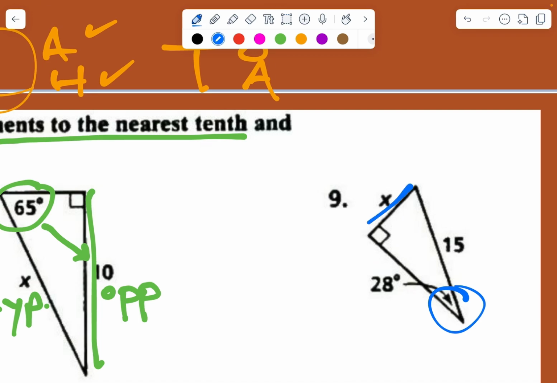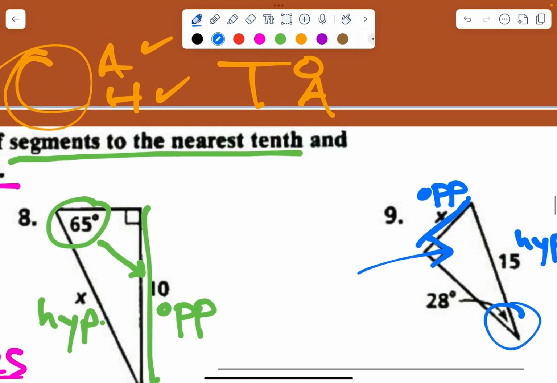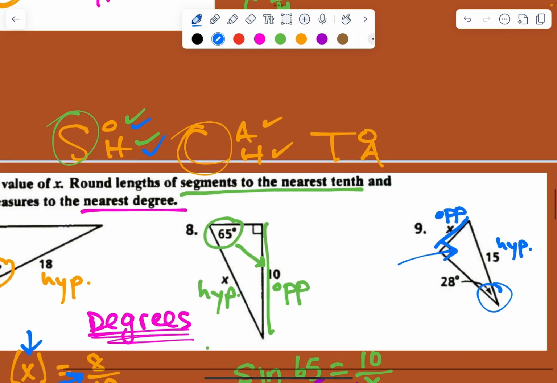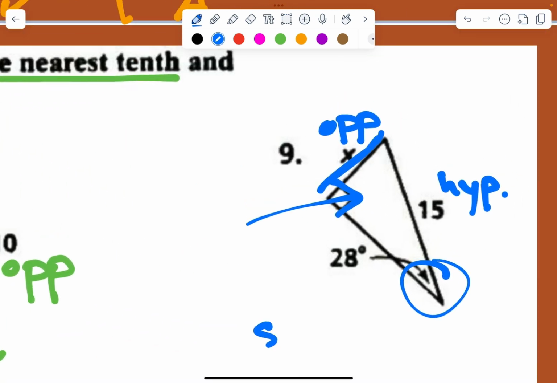All the way across the triangle over here is our opposite side, and we also have our right angle pointing at our hypotenuse. So whenever we look at our trig functions, again, we have opposite and hypotenuse, which is going to be sine. So for this one, we have sine of 28 equals x over 15.